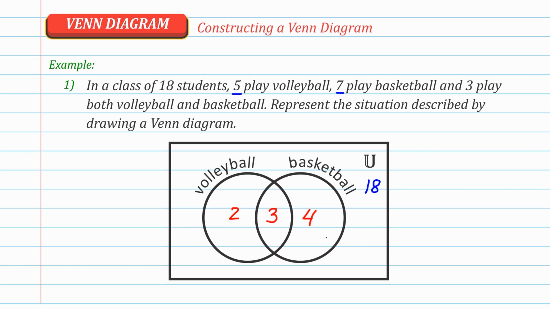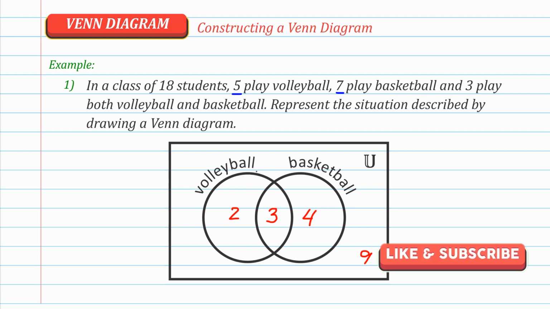9. Where do we place 9? 9 should be in the outside region. Check mo nga. 2 plus 3, 5. 5 plus 4, 9. 9 plus 9, 18. Total is 18. Finally, we have considered that. Therefore, this now represents the situation. Volleyball players, basketball players, and these are the values of each region.